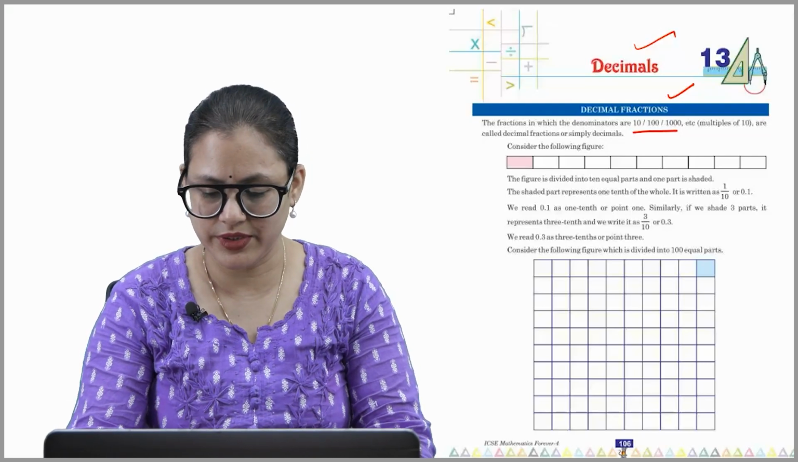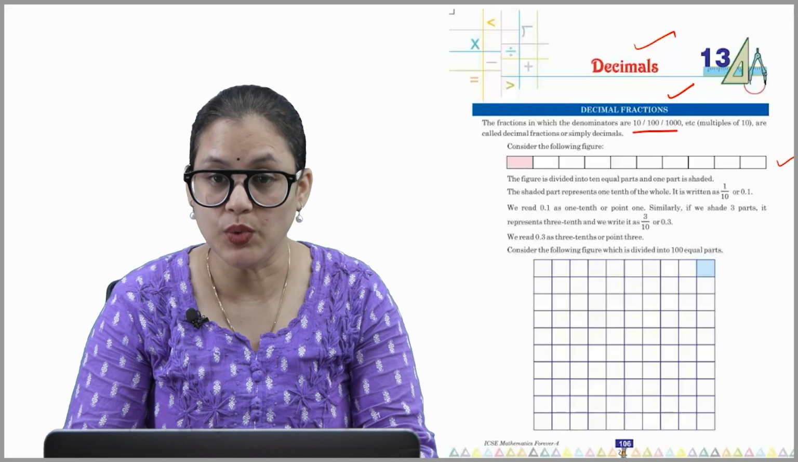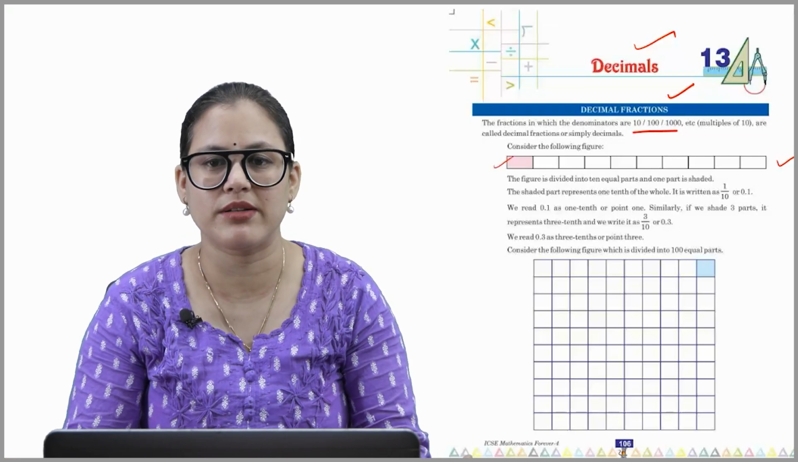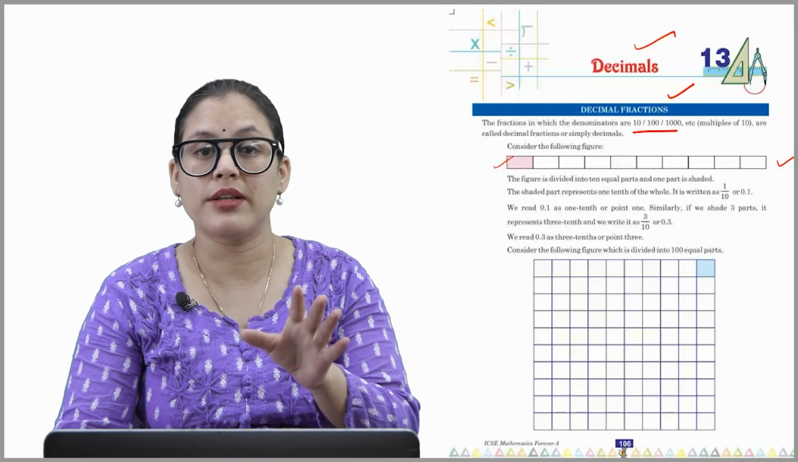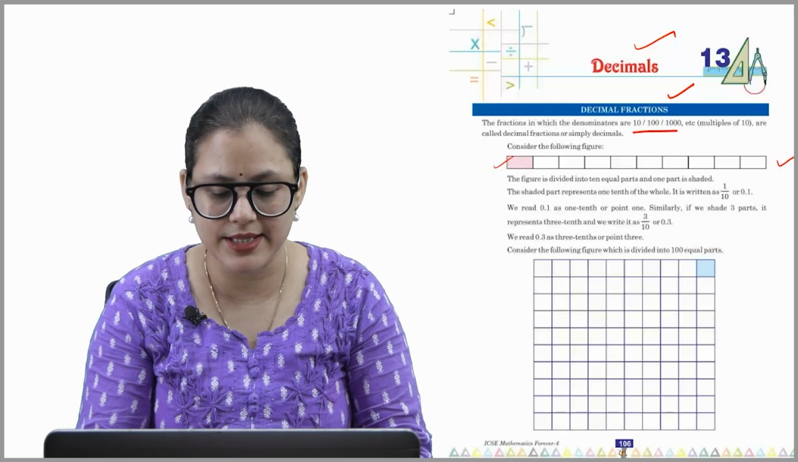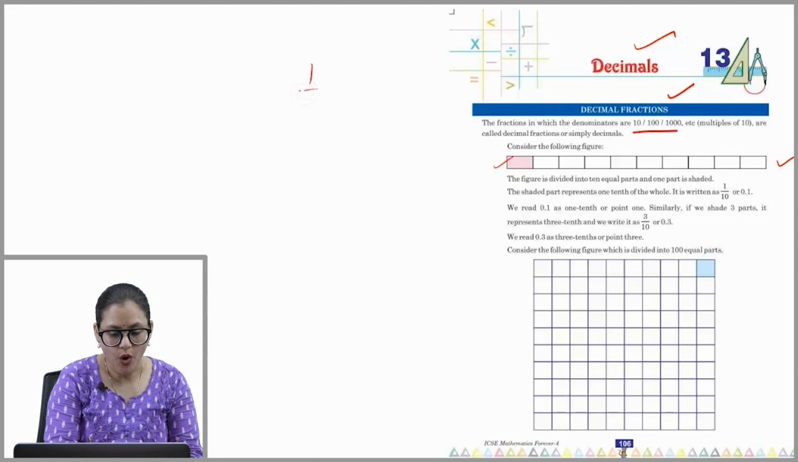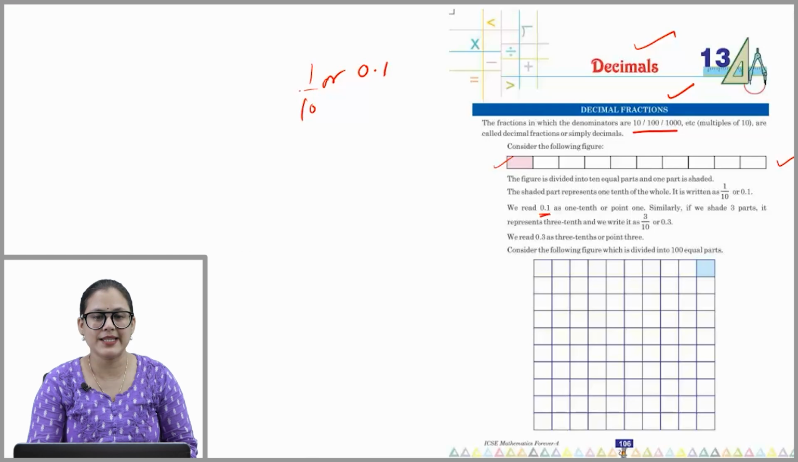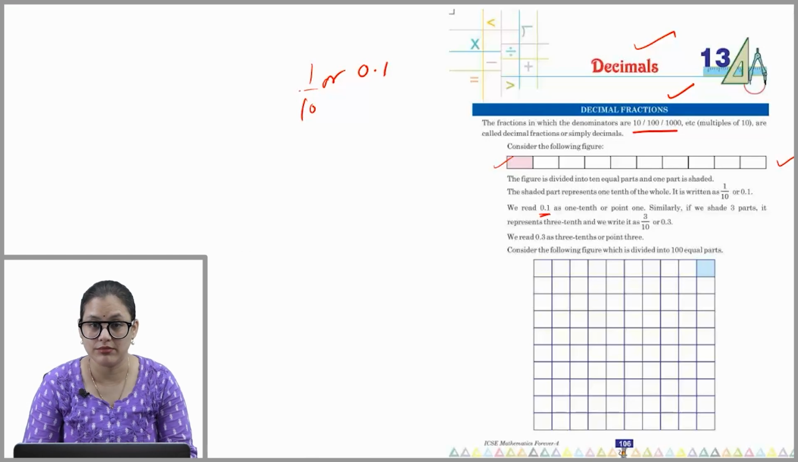Consider this figure. The figure is divided into 10 equal parts and one part is shaded, right? As you can see here, only one part is shaded. The shaded part represents 1/10 of the whole. It is written as 1 by 10, or you can also write it as 0.1. So we read this as 1/10 or 0.1.